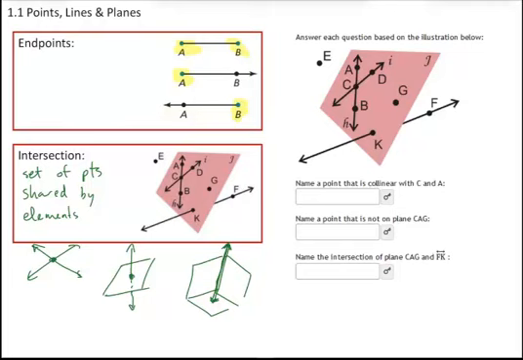And so see if you can answer that last question, please, based on what you see. All right, so what's a point that's collinear with point A and C? The other point that falls in that same straight line is B. Here it is. What's a point that's not on plane CAG? CAG is that pink shaded plane. So what's one of the points that's not on that? E. You could also have chosen F, either of those. You just need one. I put both here, but you just need one.